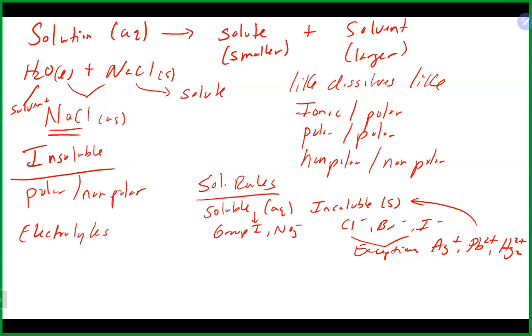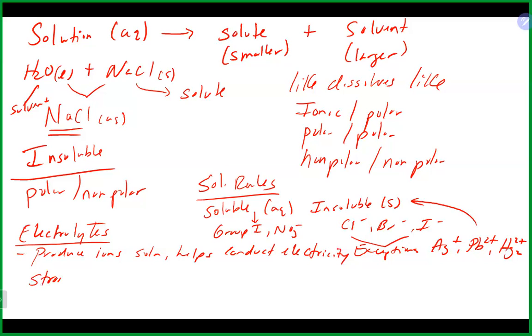Electrolytes are things that produce ions in solution. They break apart and produce ions in solution, and that helps conduct electricity, like the light bulb example. Remember that there is a strong electrolyte, and a strong electrolyte 100% breaks apart into ions.